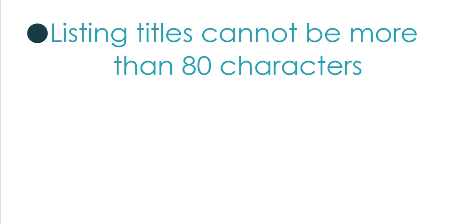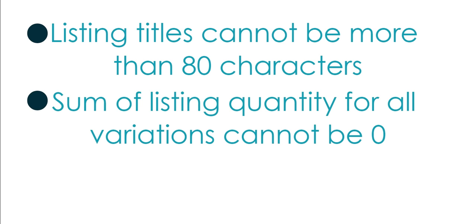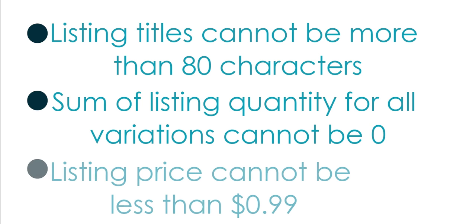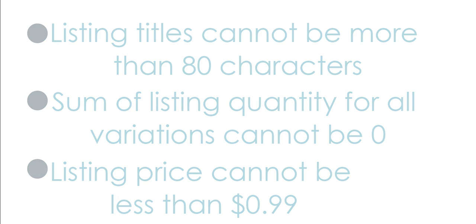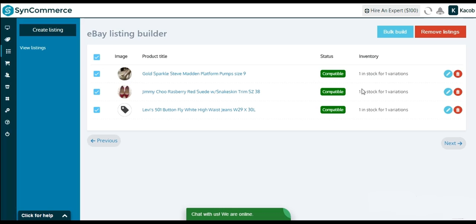Just a few additional things to note. eBay does not allow listing titles to be more than 80 characters. The sum of your listing's quantity for all variations cannot be 0, and the listing's price cannot be less than 1. Once all listings are compatible and good to be sent to eBay, click the Next button.